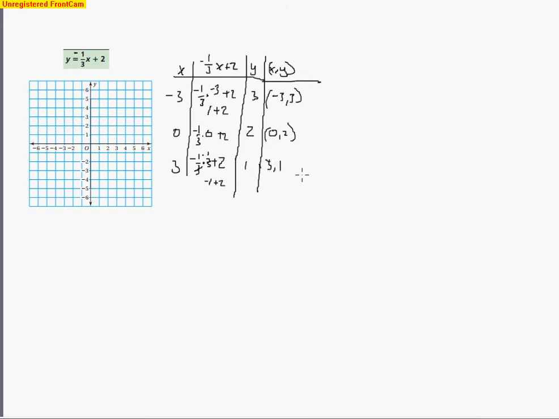So when I go ahead and plot these points, you see I go over 3 spaces and up 3 spaces, over 0, up 2, over 3, up 1. So again, you see that this line is a sloping down line. It's a negative slope. We'll talk about that more later on.